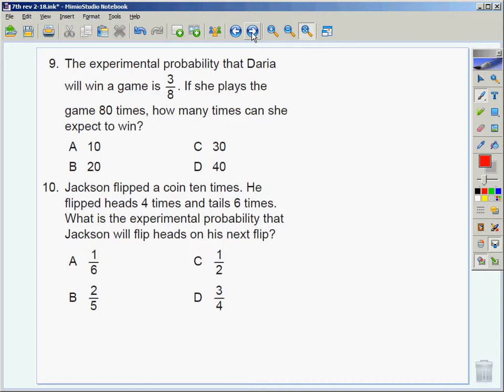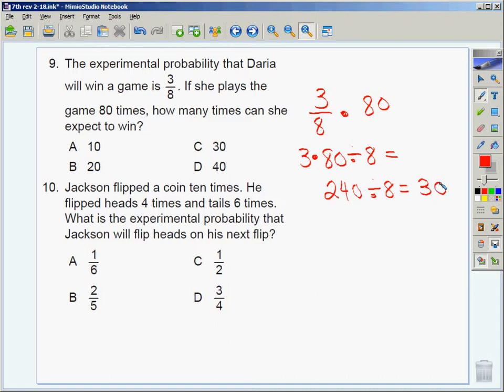The experimental probability that she'll win a game is 3 out of 8. If she plays 80 times, how many can she expect to win? This is a prediction problem. With predictions, we always multiply. So I'm going to take 3 times 80, and I'm going to divide that by 8. 3 times 80 is 240. 240 divided by 8 is 30. So I can predict that she'll win 30 times.